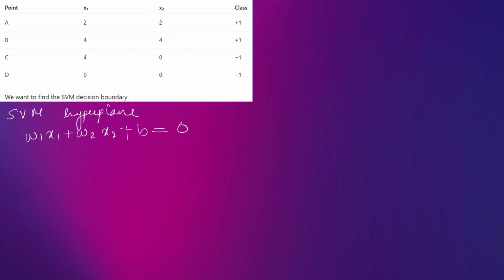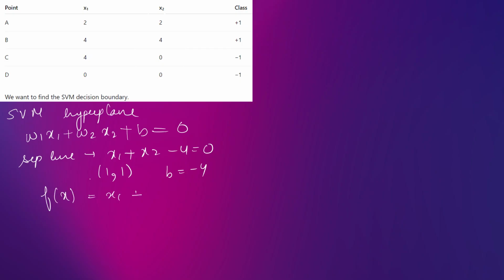Now we assume the separating line as x1 plus x2 minus 4 is equal to 0. Your weights are 1, 1, bias is -4. Now you check your classification at your different points. Take this as your decision function.